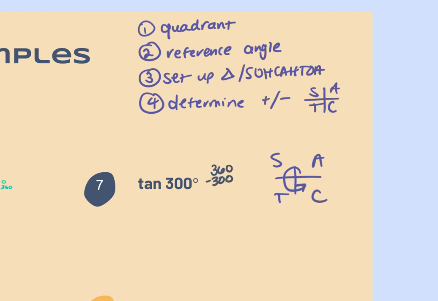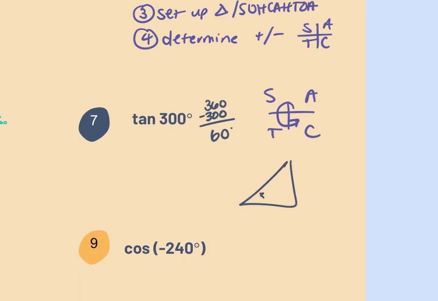360 minus the angle, and I get 60 degrees. I set up my triangle: 30, 60, 90. It doesn't matter where you put it. Opposite the 30 is 1. Opposite the 60 is root 3. Opposite the 90 is 2.